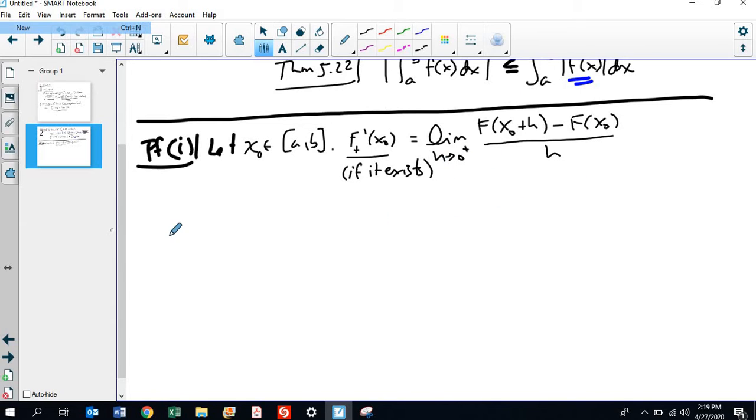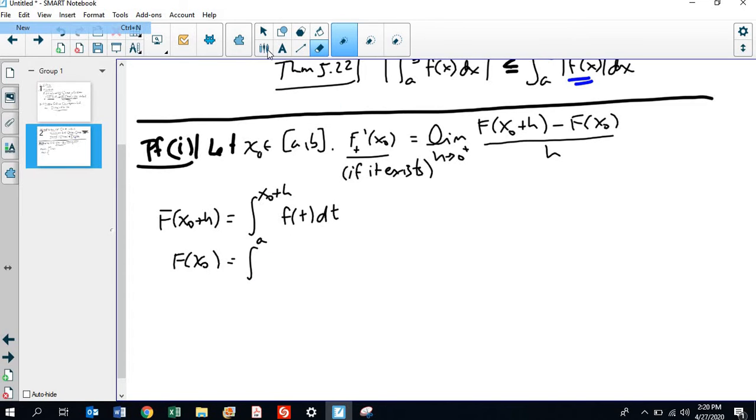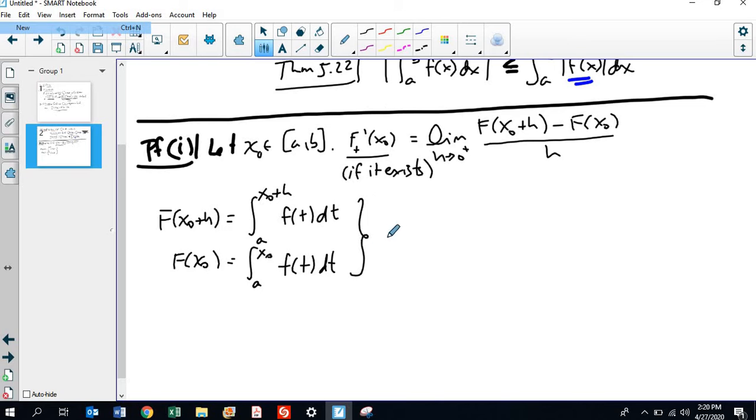Okay, so let's take a look at this limit. We're going to work with the definition here. Big F of x sub 0 plus h is equal to the integral from a to x sub 0 plus h of f of t dt, and big F of x0 is the integral from a to x sub 0 of f of t dt. And so when you subtract these two, because we're looking at h positive, this is one of the reasons I'm using positive h, so that I know this one's bigger. So if we look at the difference between these two, you end up with the integral from a to x sub 0 plus h of f minus the integral from a to x sub 0 of f.